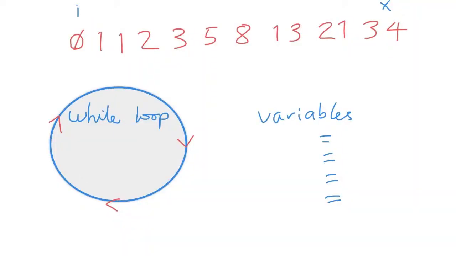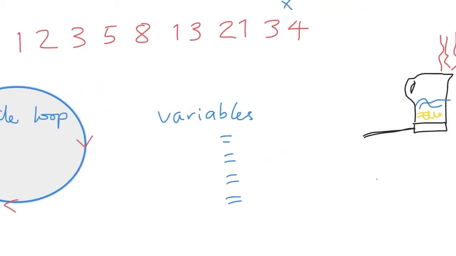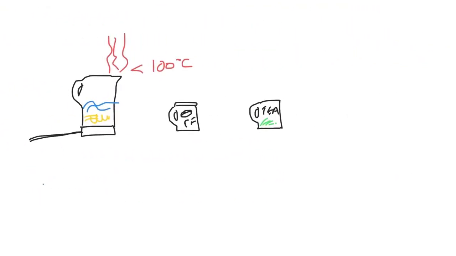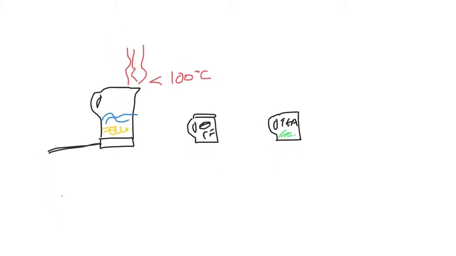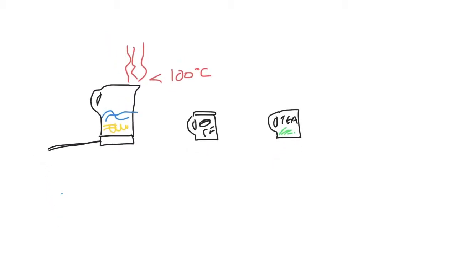Okay, let's get started. Before going straight into programming, it's always best to look at the underlying logic, and there are two central concepts here that we need to cover. First is while loops and the other variables. So I'm going to use a quick analogy, that of a kettle and two mugs, one containing tea, one containing coffee. So a while loop is a bit like a boiling kettle.